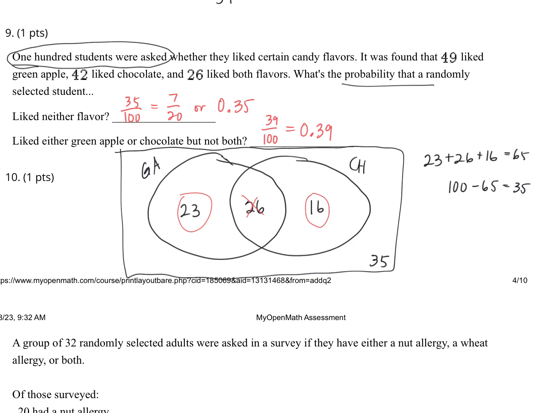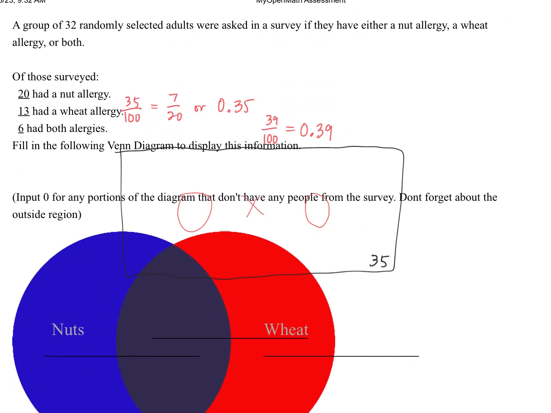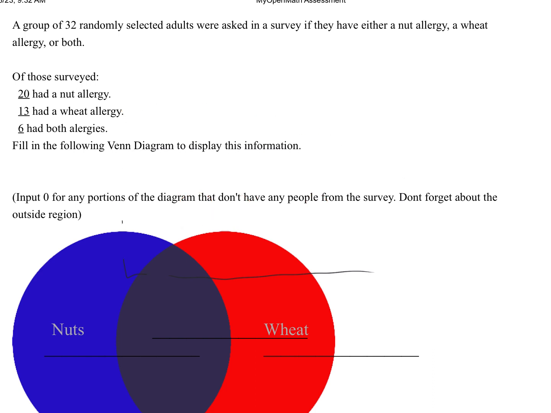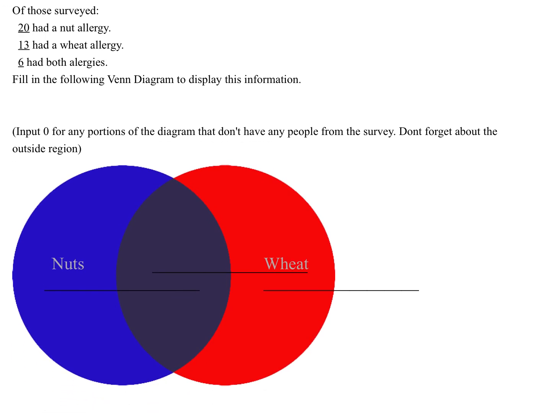Okay, let's look at number 10. All right, number 10, we have a group. Let me move it down a little bit. A group of 32 randomly selected adults were asked in a survey if they have either a nut allergy, a wheat allergy, or both. 20 had a nut allergy, 13 had a wheat allergy, 6 had both. Fill in the diagram with the information provided.